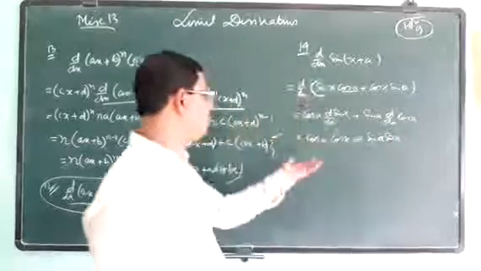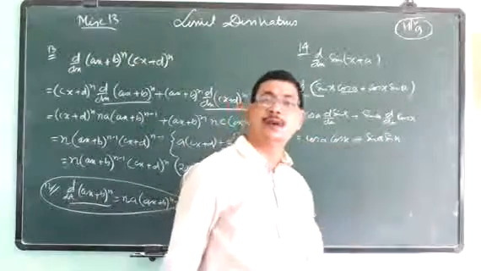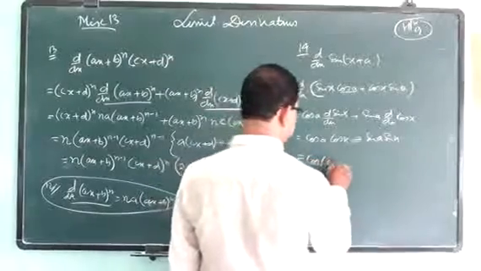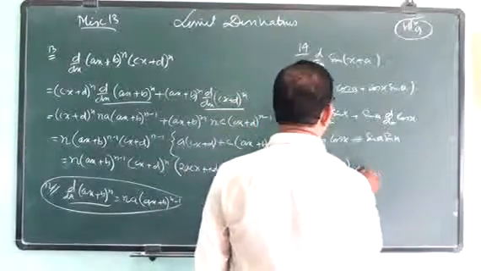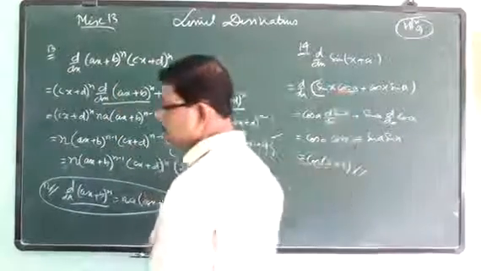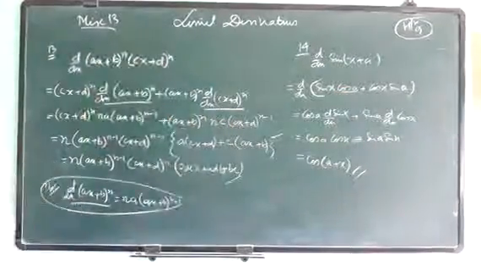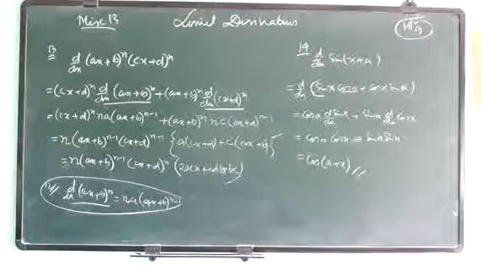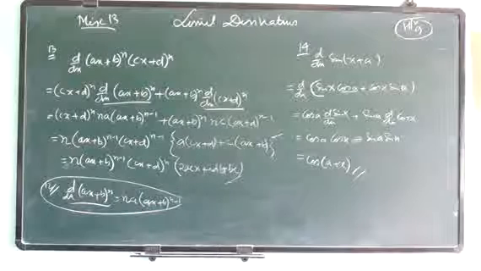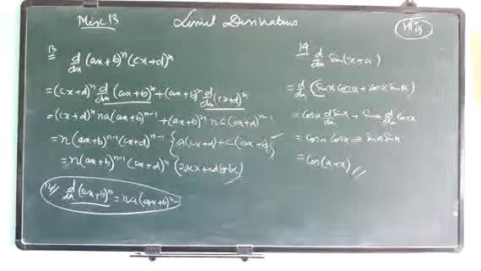Now what formula is it? cos a cos b minus sin a sin b is cos(a + b). So it is cos(a + x). So students, what is the value of this? d/dx of sin(x + a) is cos(x + a). This is the way you can do it.